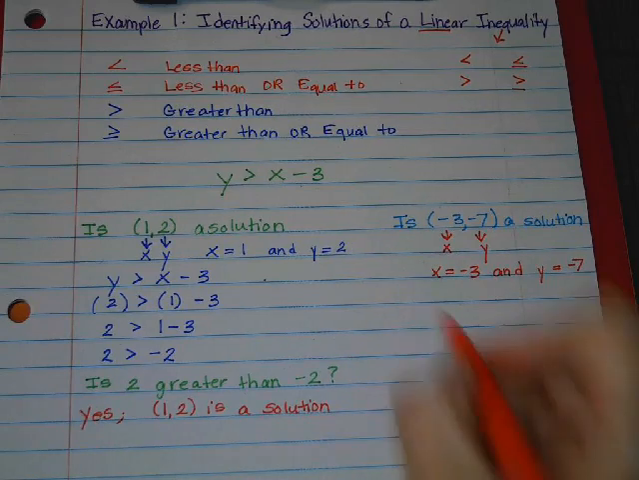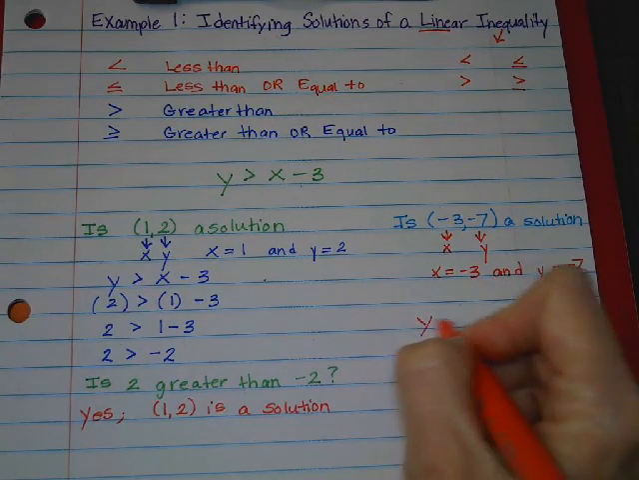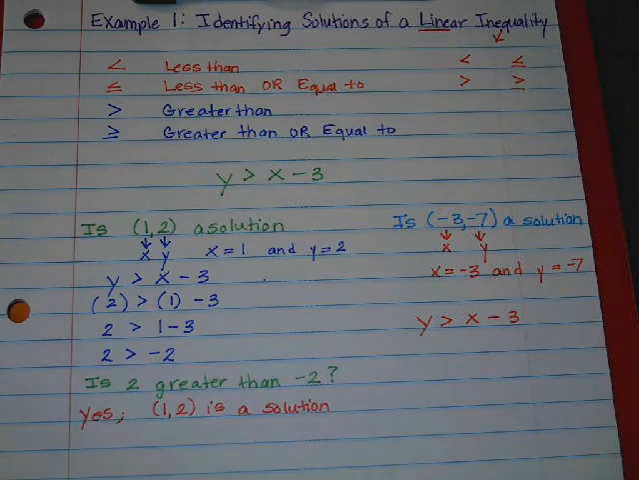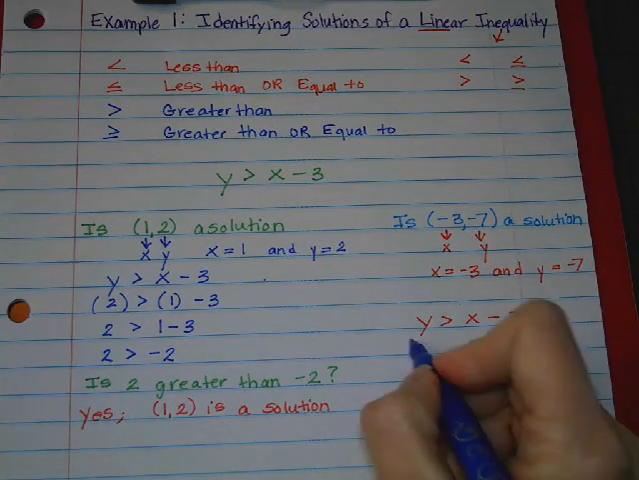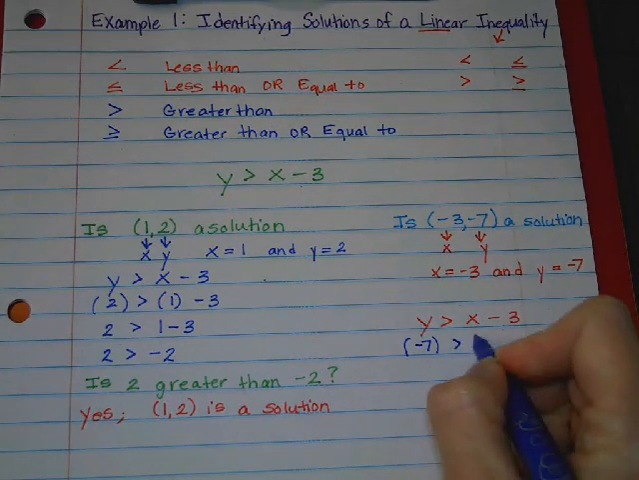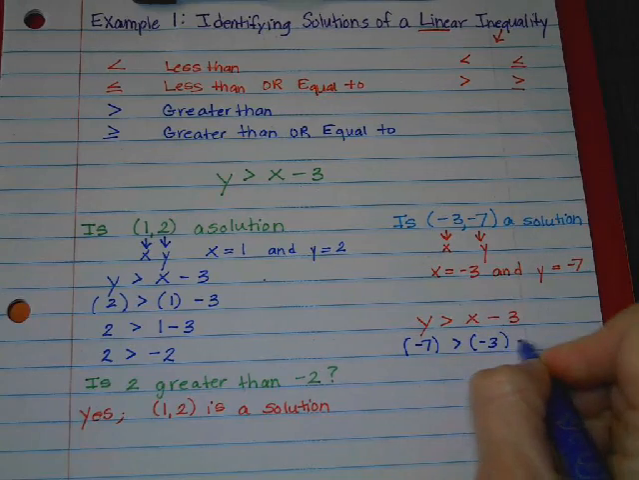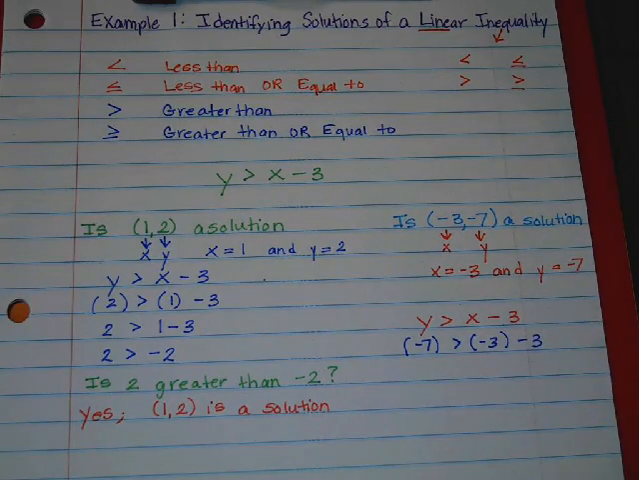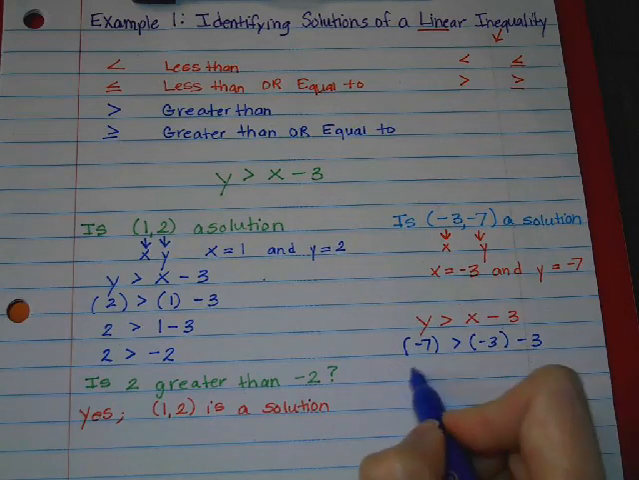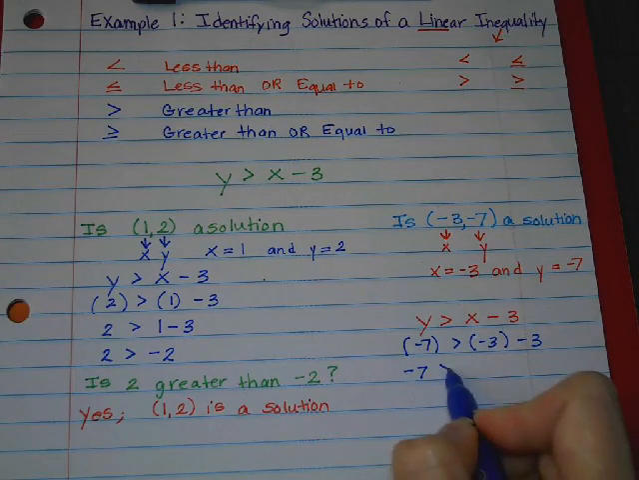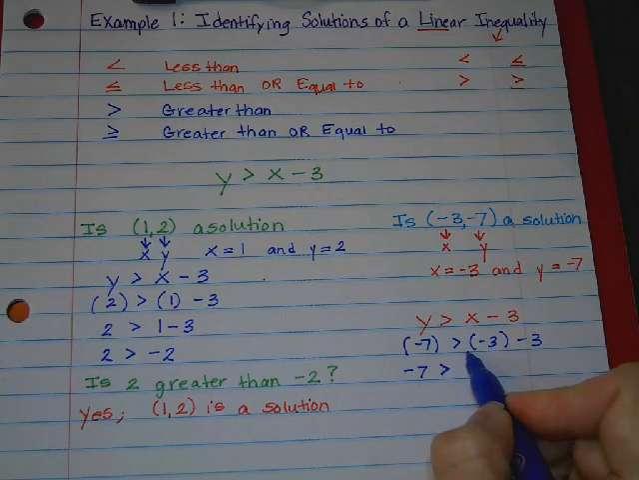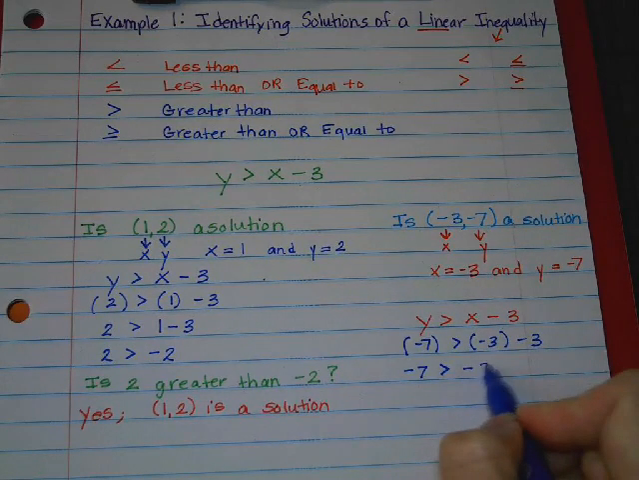So we're going to bring down our given inequality. Y is greater than x minus 3. From here, we'll go ahead and substitute. We'll take out our y value and put in negative 7. We'll take out our x value and put in negative 3. Since there's no value in front of our negative 7 to multiply it by, we just leave it negative 7, our greater than symbol. There is no value in front of our negative 3 to multiply it by, so we just leave it negative 3.